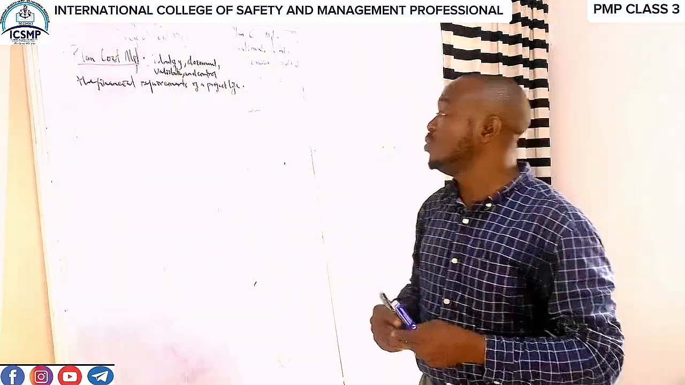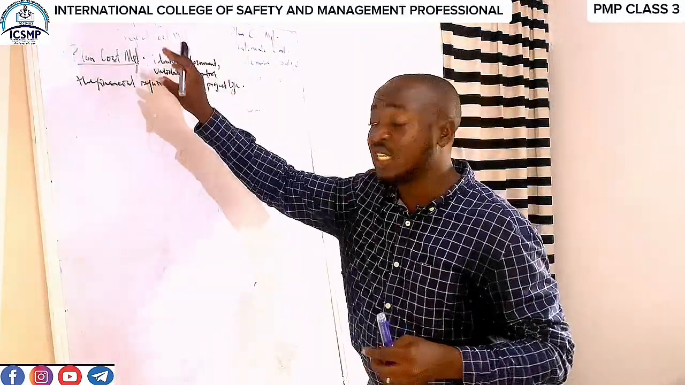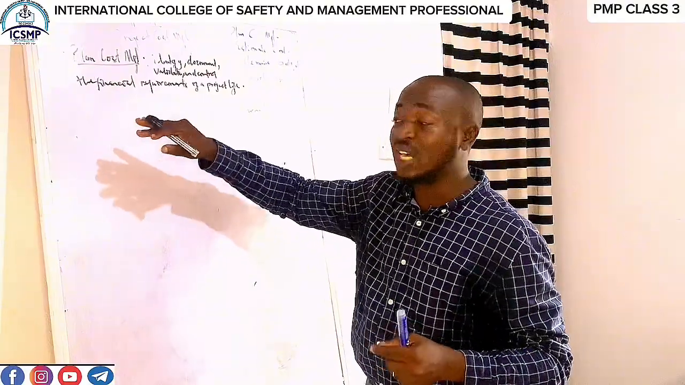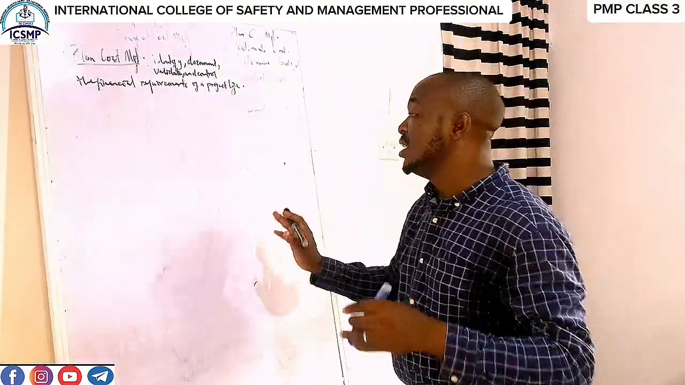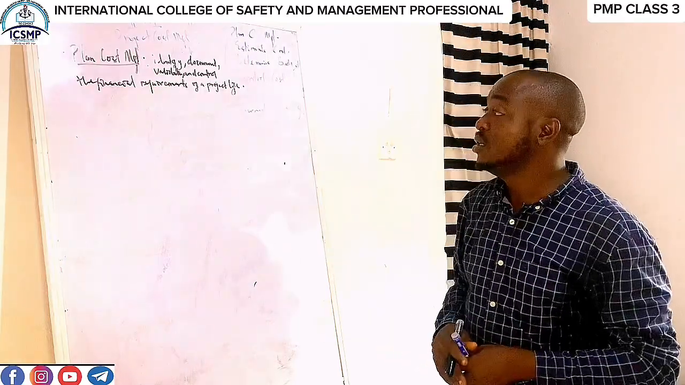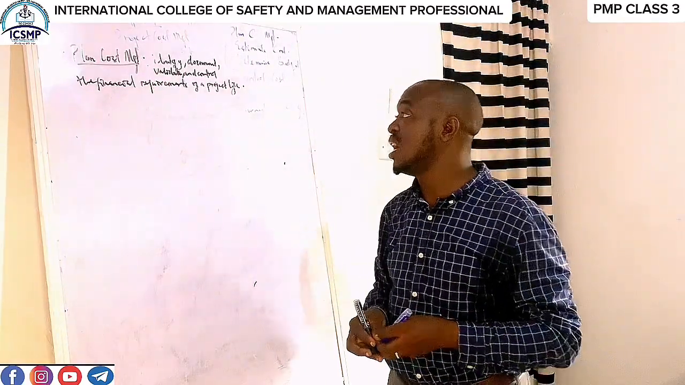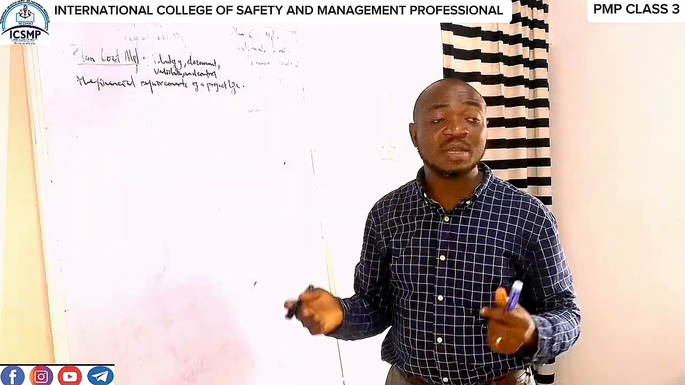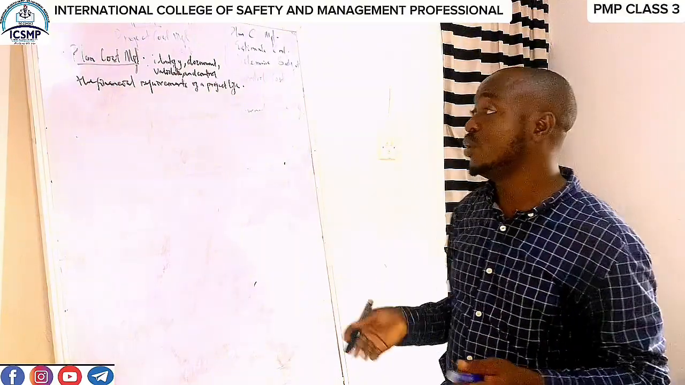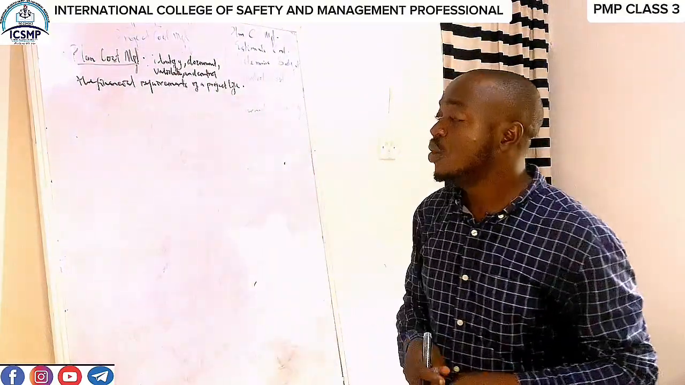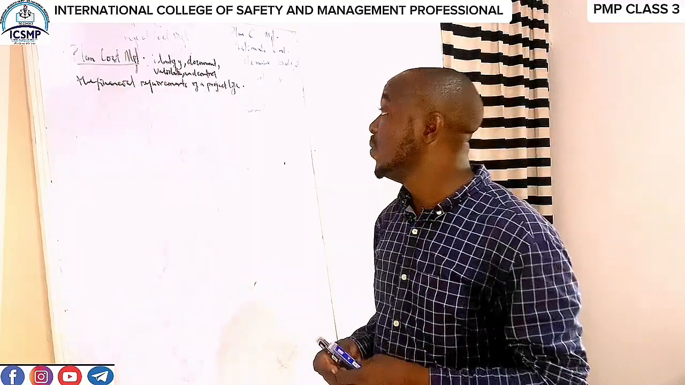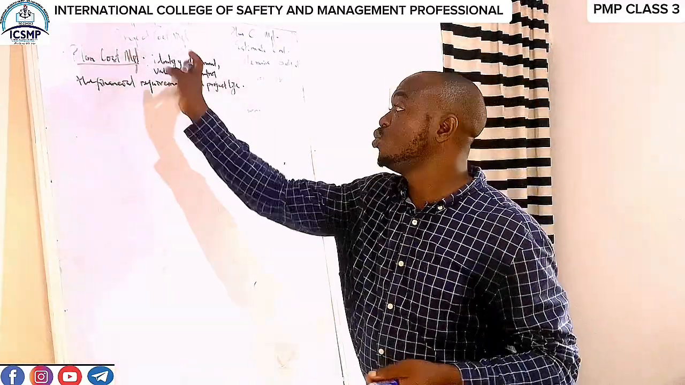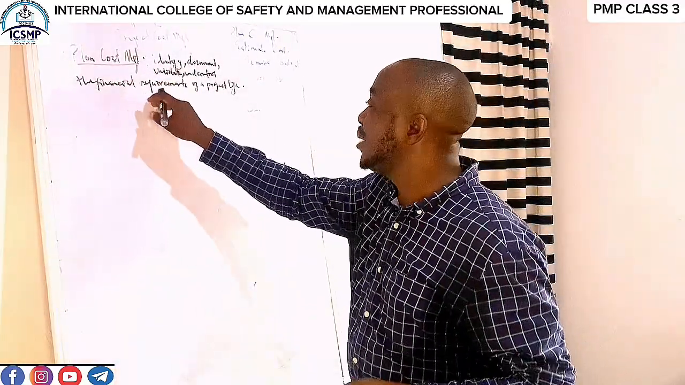Now, for every process, there are inputs, there are tools and techniques, and there is an output. Let's talk about inputs for plan cost management. We will be mentioning things like the project management plan, the human resource register, risk register, enterprise environmental factors, and so on and so forth. When we talk about tools and techniques, we have earned value management, we have expert judgment, and so on. Then our output will be the project cost management plan.